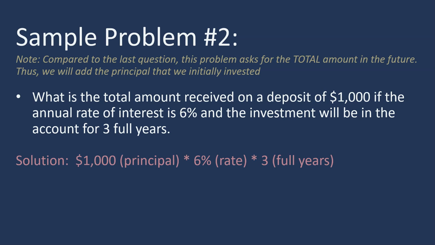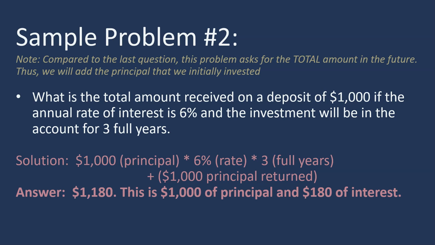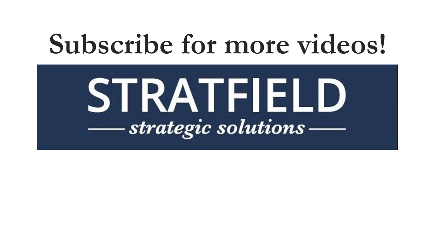So what you should have here is $1,000 of principal times 6% times 3 full years, plus $1,000 of principal returned. So this will give you $1,180, which is made up of $1,000 in principal plus $180 of interest. And that's all that there is to the simple interest formula.